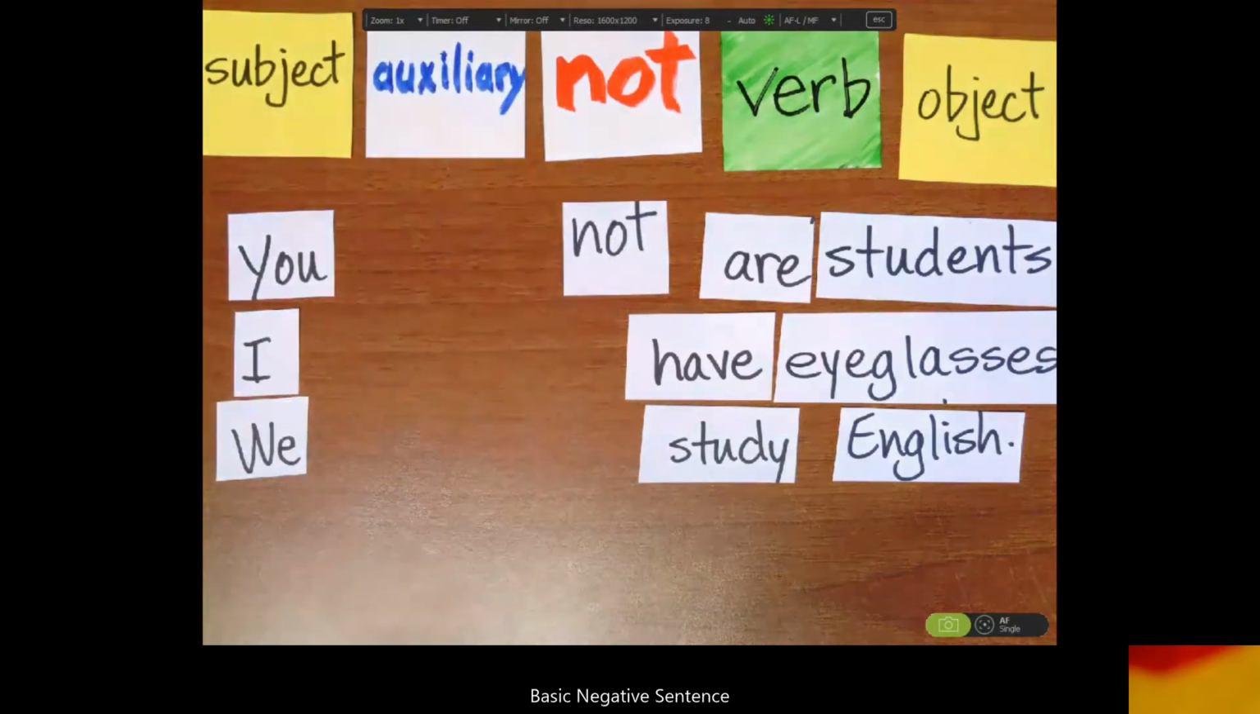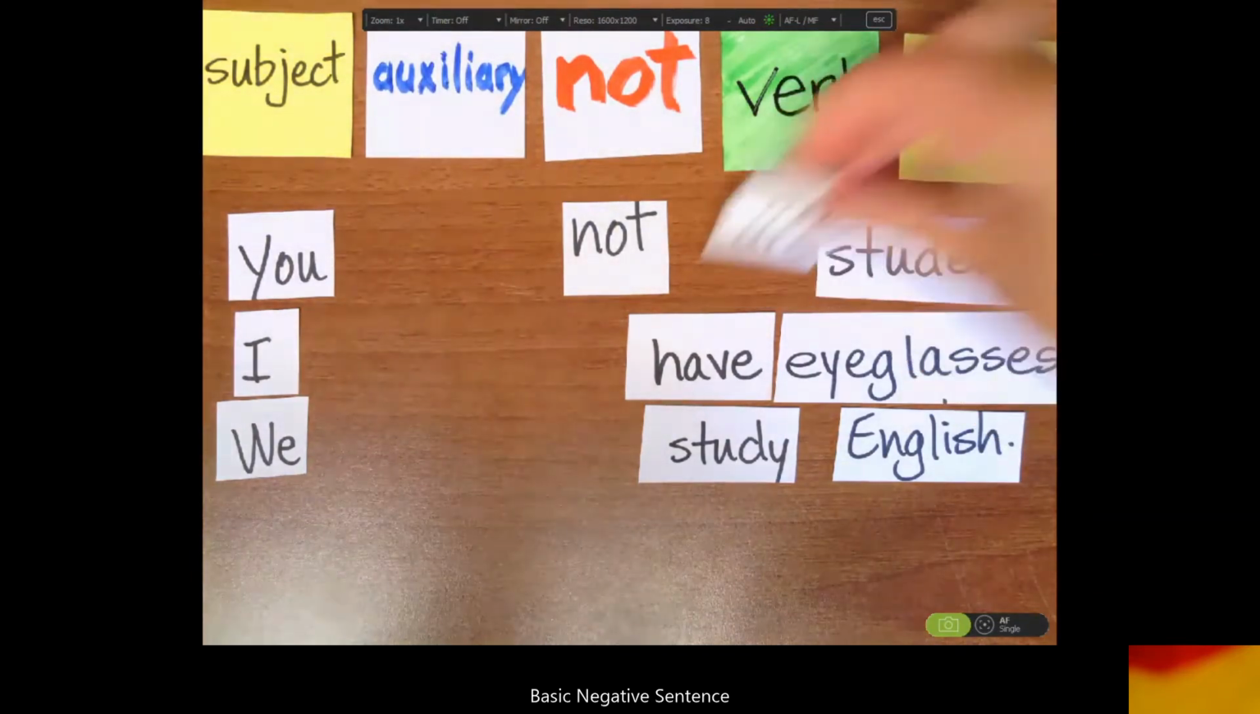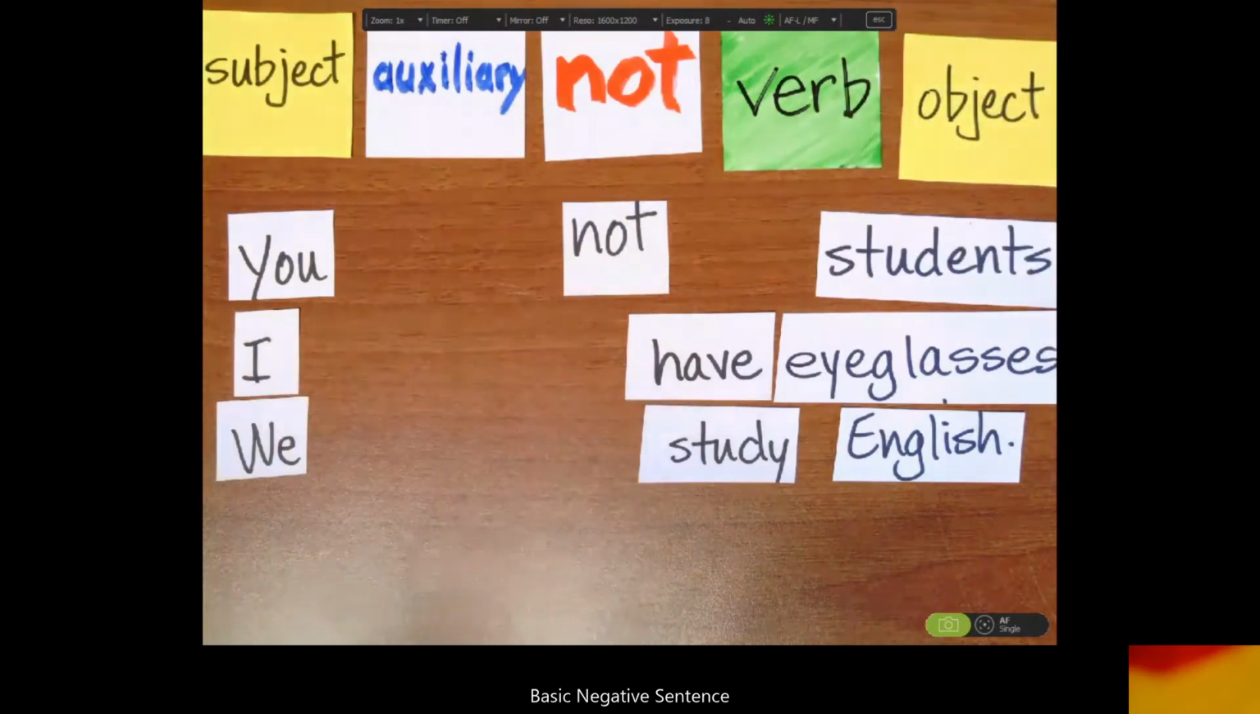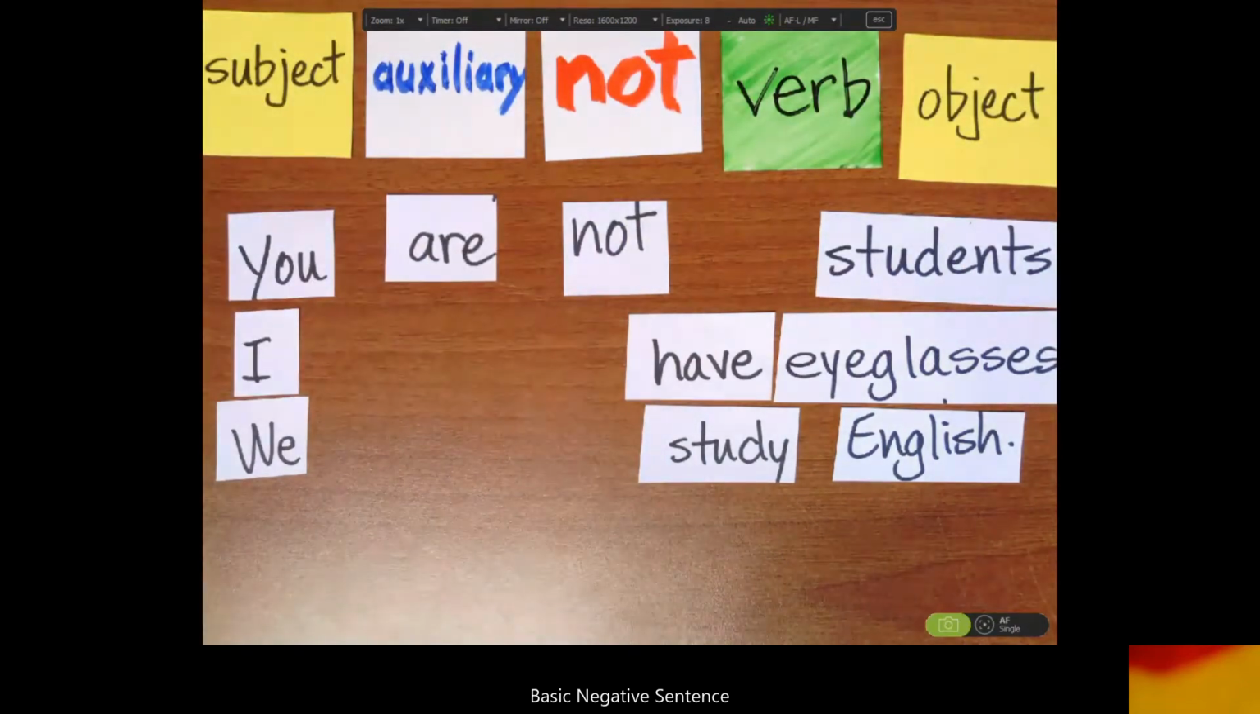The exception I'm going to start with is when the verb is be, such as that. We are going to use that as the auxiliary. So it becomes you are not students. That's the exception, the verb be. Otherwise, you would have to put another word for an auxiliary.